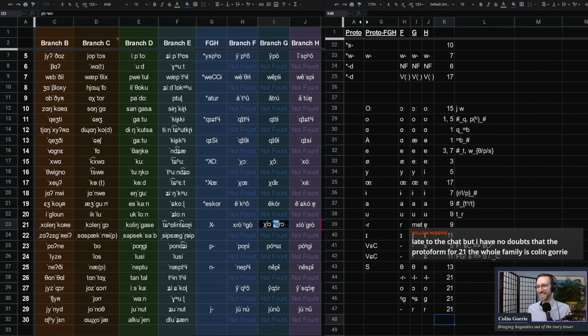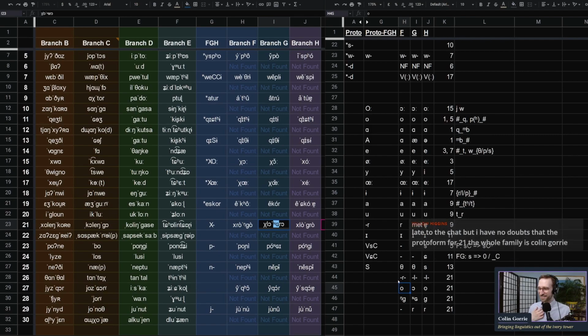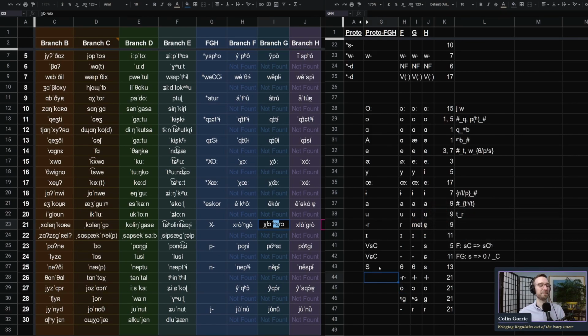Yes, I think the protoform for 21 for the whole family must be my name, which I am very touched and flattered at. I think we have this RLL correspondence, which I'm going to say L because we need R in similar circumstances here.